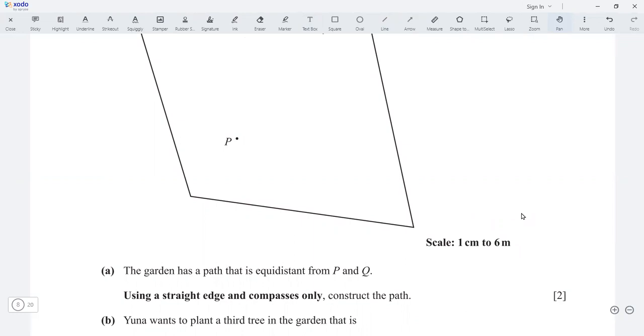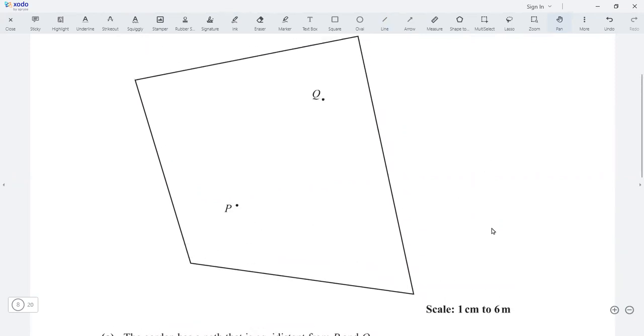So what we need to do: they are saying that the garden has a path that is equidistant from P and Q. Equidistant from 2 points, and there is mention of 2 points, so you must remember it's a question of perpendicular bisector. Remember this thing. Which thing? Equidistant, and 2 points are referring towards perpendicular bisector. So which line? PQ. So first of all, we have to join P and Q.